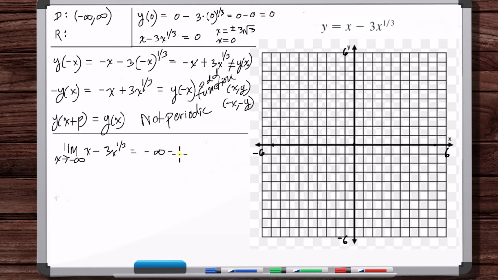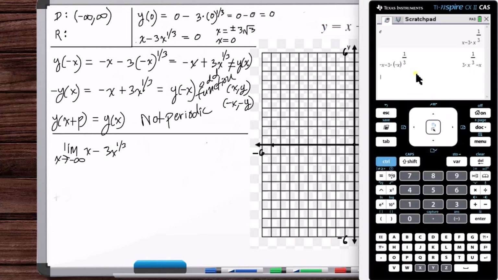So negative infinity minus negative infinity minus negative infinity. So this would be plus infinity. And so infinity minus infinity is indeterminate. So what we're going to do is, this isn't a lesson on limits. This video isn't about limits.